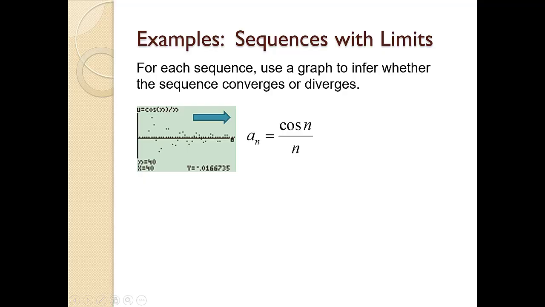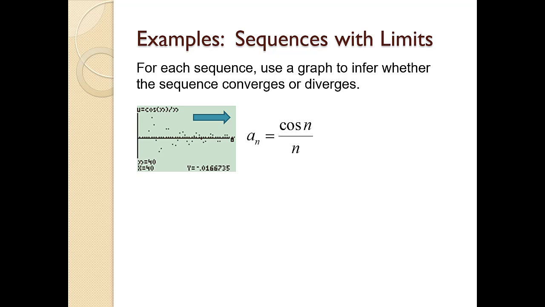Let's go ahead and look at a few examples. So here's the sequence you saw before, cosine of n over n. And I've provided the graph for you. So now if you look at the graph and you look left to right, you'll see that the y values are the sequence values. The x coordinate is the index value for that sequence.